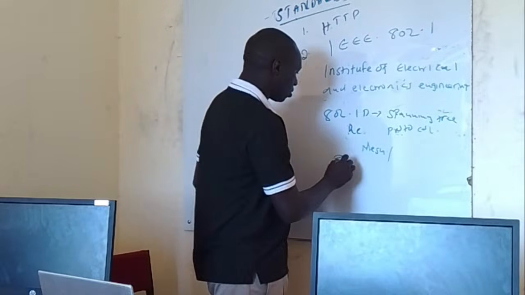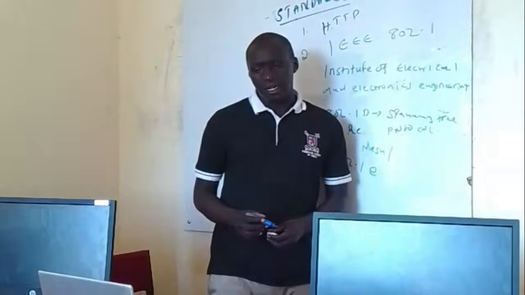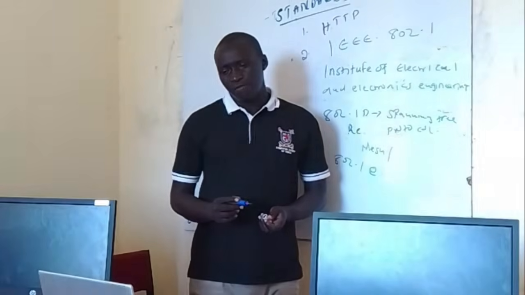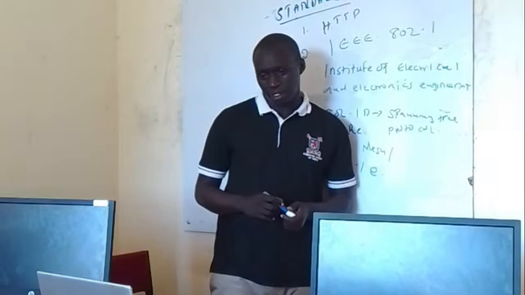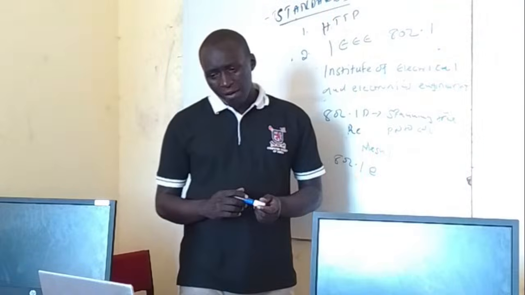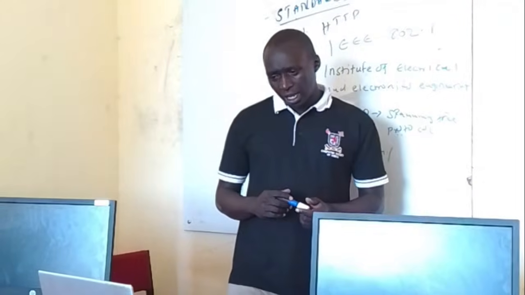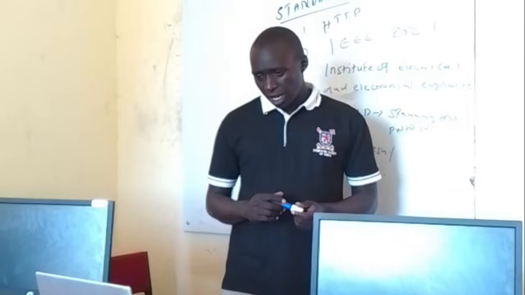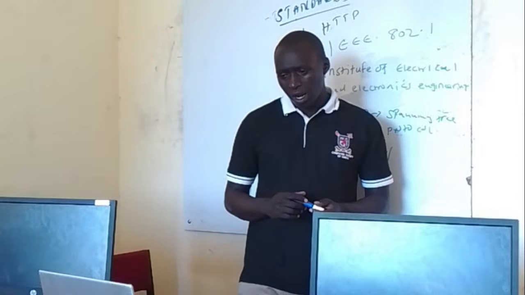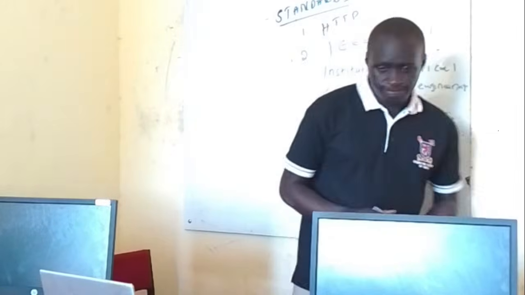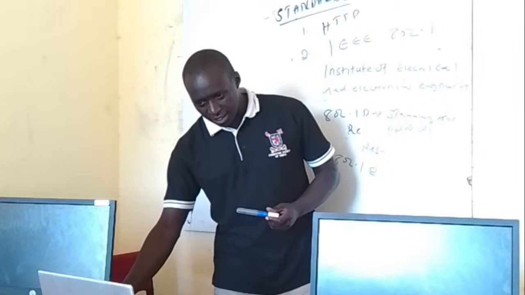We also have 802.1Q, which is also known as the VLAN ID, and it adds a VLAN ID tag to the Ethernet frame. We also have what is known as the 802.1X, which is the port-based network access control, which authorizes devices before granting network access.